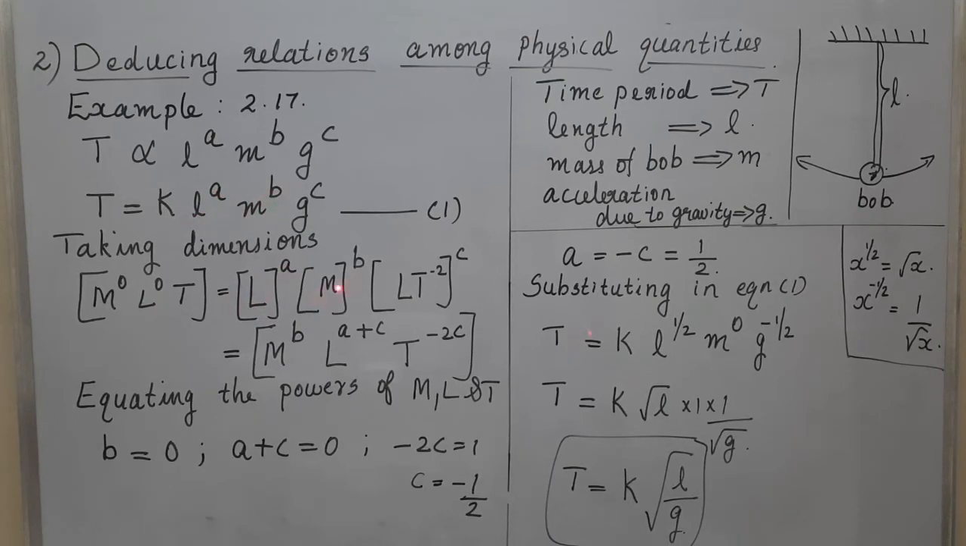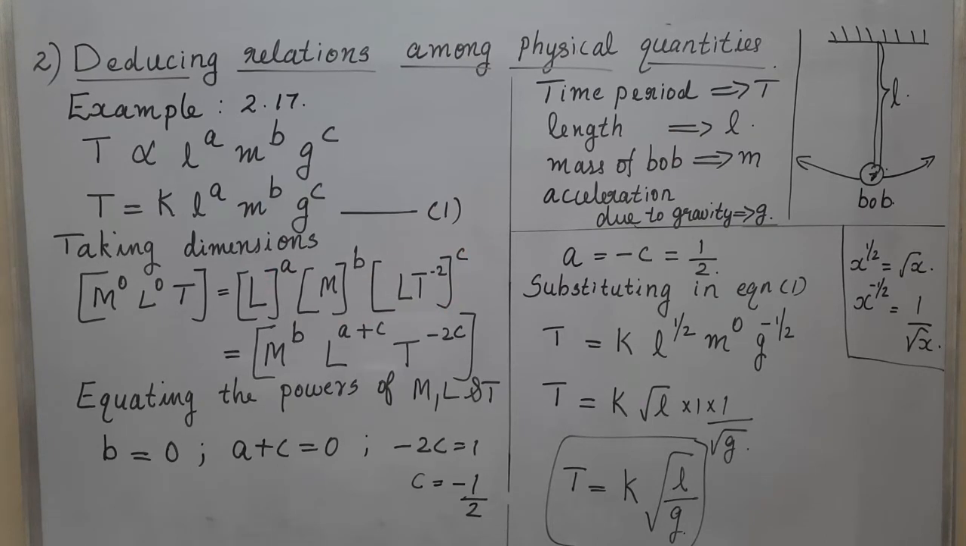M raised to b. Here g raised to c, and g is nothing but acceleration, so (L T raised to minus 2) whole raised to c. Now just expand and simplify this right hand side.